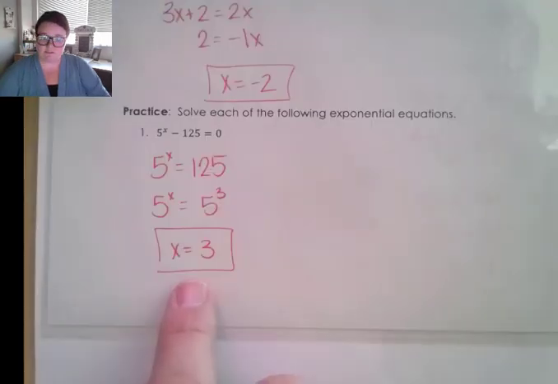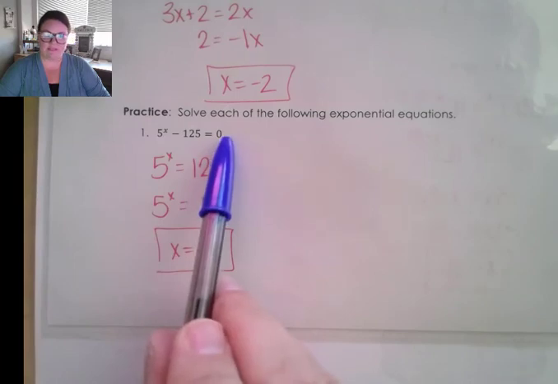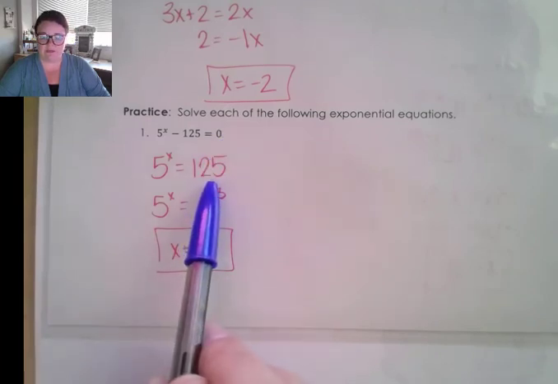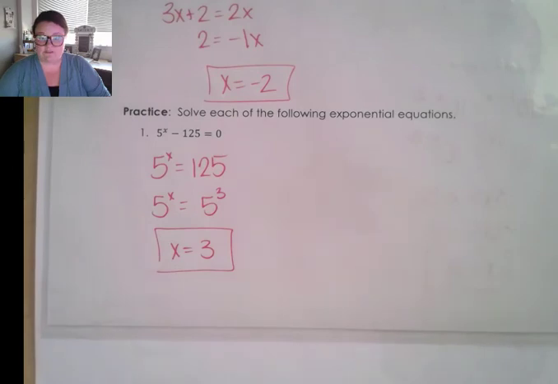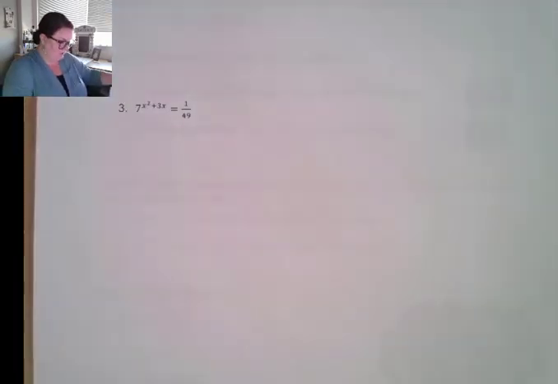All right, so on the first practice problem, first thing we need to do is move our 125 to the other side by adding, which makes it a positive 125. Then 125 can be rewritten as 5 cubed. And then we could drop our 5's, which means that x equals 3. All right, let's go ahead and look at the second one.